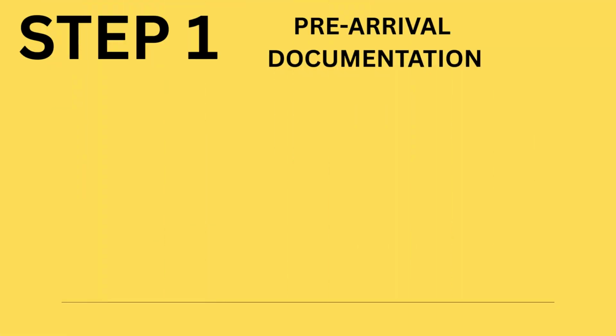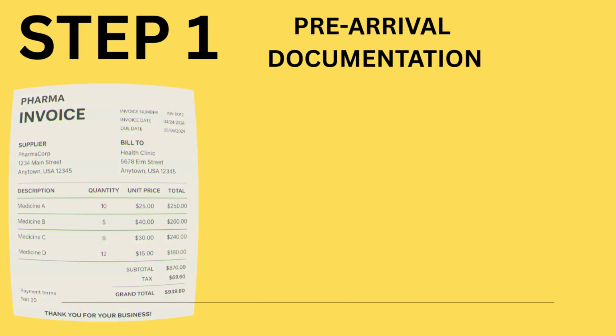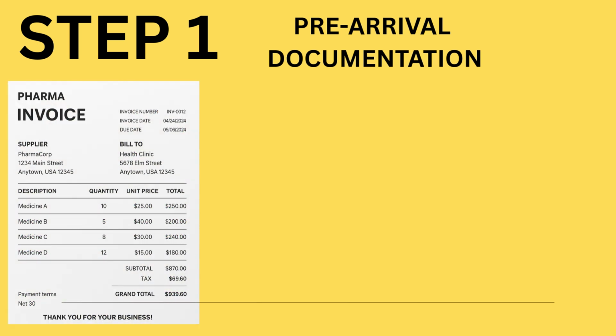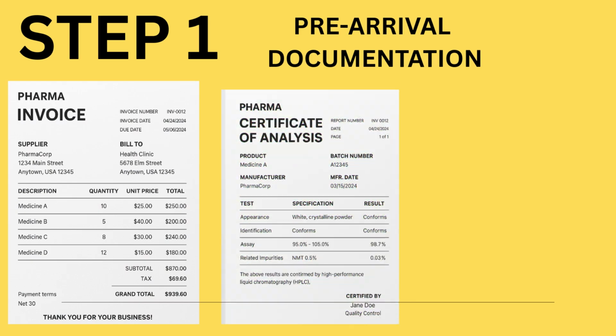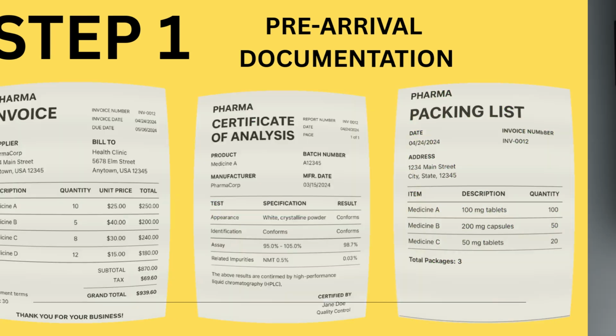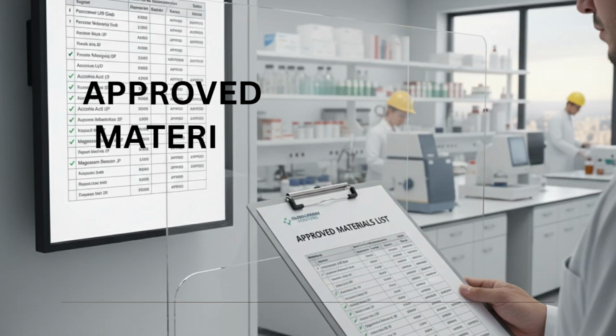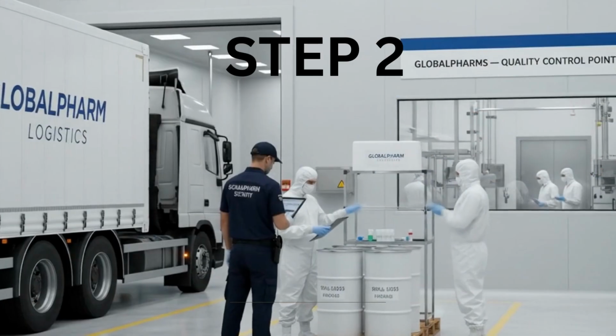Step 1. Pre-arrival documentation, means before receiving the raw materials, some documents are supposed to be verified. In that, first one is pharma invoice. The second one is certificate of analysis. And the third one is packing list verification. And approved vendor check, means the materials which are coming from the vendors or suppliers are listed in the pharma company's approved vendor list.